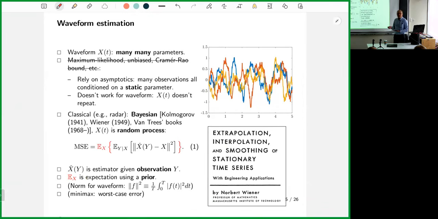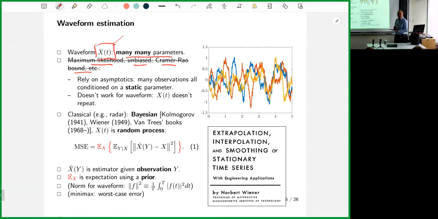Estimating waveforms. The first thing you need to realize is that this is a function of time. So in each time series, it actually contains many, many parameters, or effectively infinitely many parameters. So it's not just one number anymore, but it's a function. When you're dealing with so many parameters, well, all the techniques that you know and love in basic statistics are not going to work anymore. Maximum likelihood, unbiased estimation, Cramér-Rao bound, all the simplest tools that people use in statistics don't work. Why? Because, well, you have so many parameters and they are fluctuating in time. They are random.